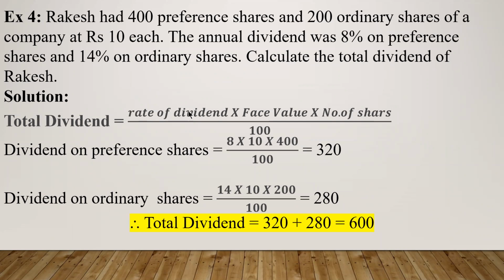This is our formula. What is the rate of dividend for preference share? It is 8%. So 8. Face value is the same for both, 10. And number of preference shares, how much? 400. So 8 into 10 into 400 divided by 100 will give you 320. Similarly, dividend on ordinary share. How many ordinary shares does he have? 200. So the number of ordinary shares is 200 and the rate of dividend is 14%. So 14 into 10 into 200 divided by 100, you get 280 for ordinary. So dividend on preference shares is 320 and on ordinary share it is 280. So what is his total dividend? Add 320 and 280. So you get 600.